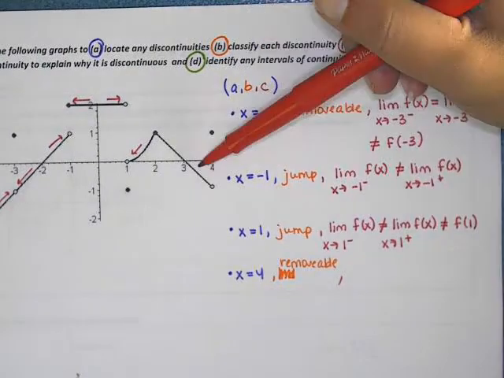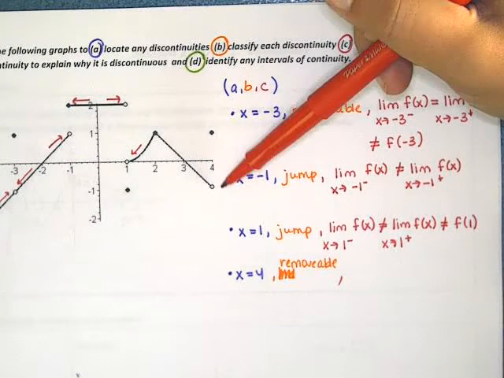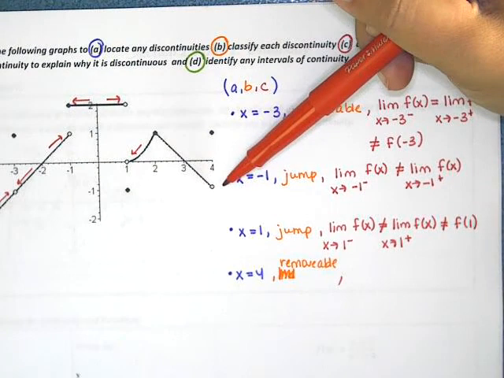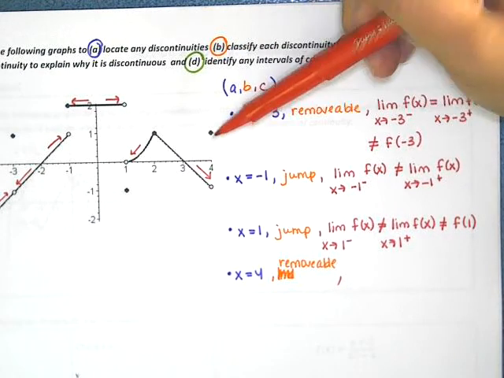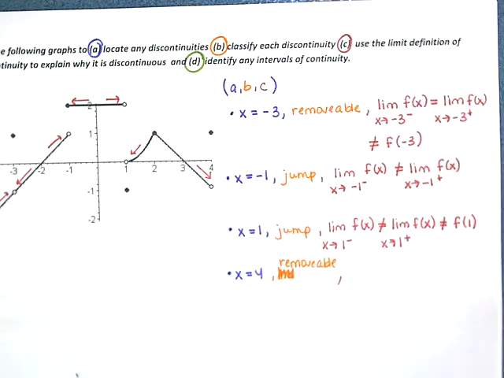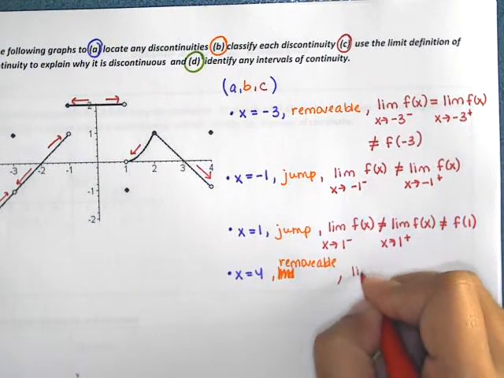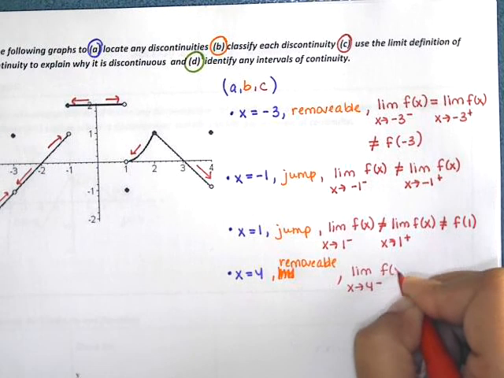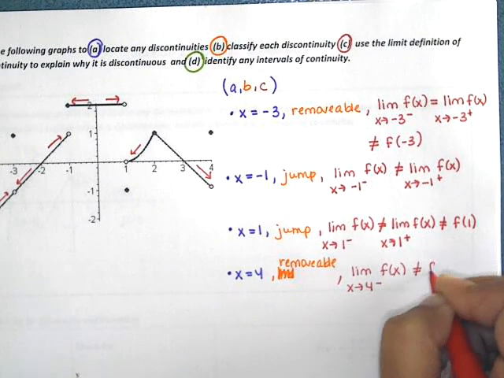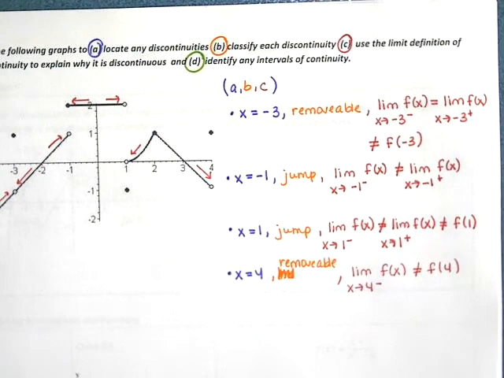And if we wanted to use limits to explain this, because this is an endpoint, we're not going to talk about the left side limit and the right side limit because there is no right side limit. We're just going to talk about how the left side is not the same as the function value. So here we would say that the limit as x approaches 4 from the left is not equal to f of 4 because the closed circle is somewhere else.